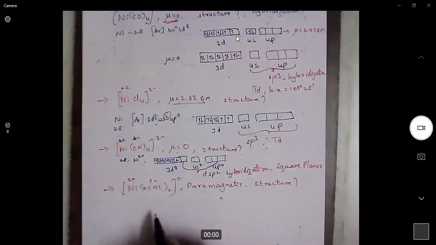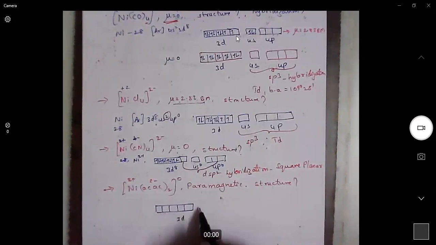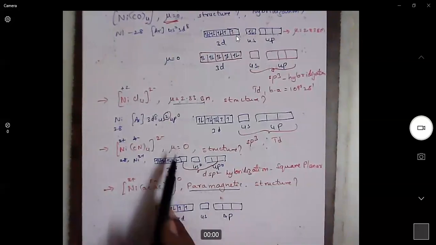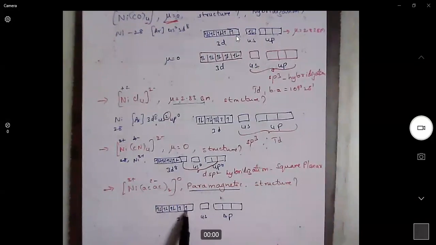So again it will be d8 only. The 2 electrons in s orbital will be removed first. As I said, it must be the outer electrons which must be removed. So the 2 electrons in 4s will be removed, then nickel will have d8. Now it was given as a paramagnetic material. Paramagnetic means it must have unpaired electrons. If this is the configuration, it should be diamagnetic. But if these two single electrons are there, then only it will be paramagnetic.